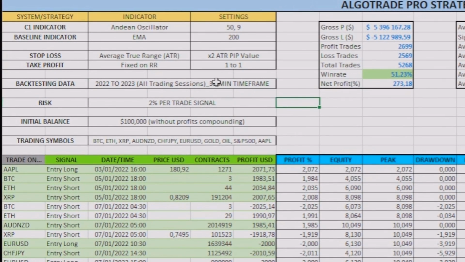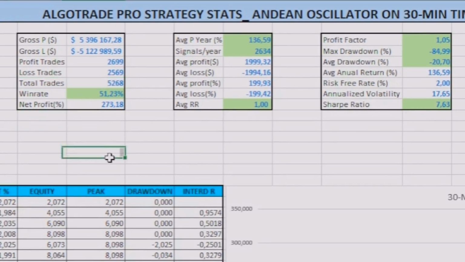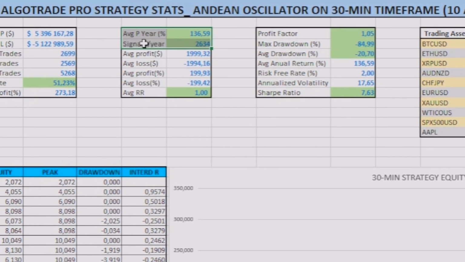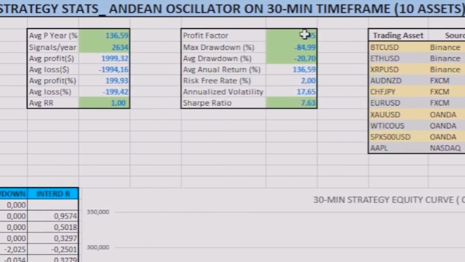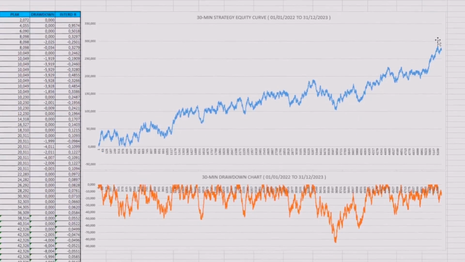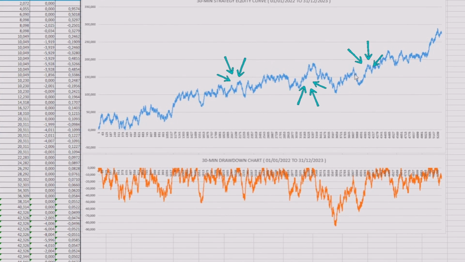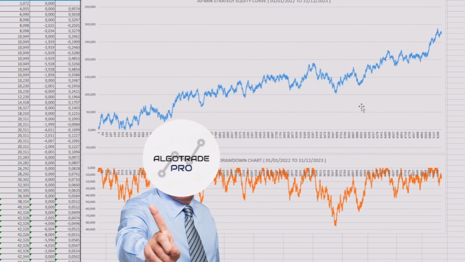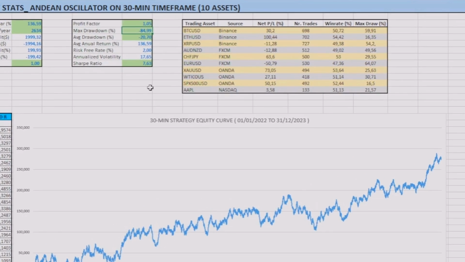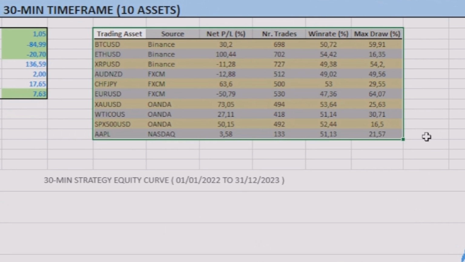In the 30-minute time frame, after more than 5,000 trades, we achieved a win rate of 51.23% and a total net profit close to 300%. Here you can find the average results and trades per year. With a profit factor of 1.05 and an average drawdown of about 20%, the strategy in this time frame got this equity curve, which is pretty decent for a simple strategy like this one. The only thing I don't like too much is this big drawdown value of above 80%. Last but not least, you can also check the individual results of each asset here.